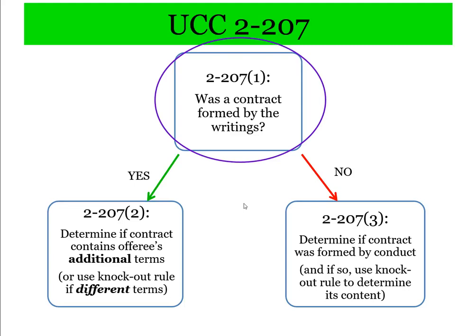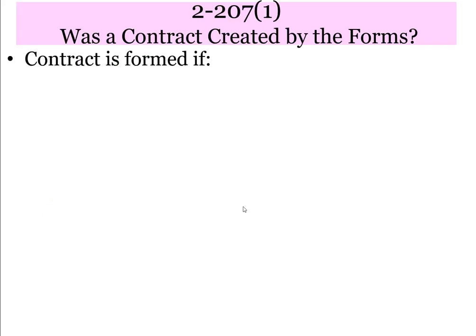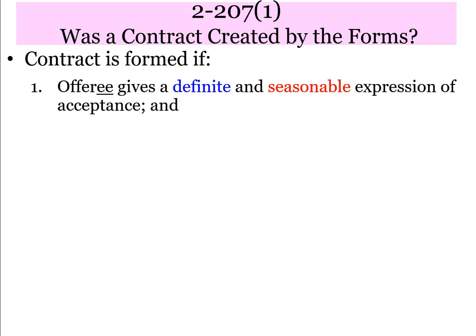Okay, let's begin with 2-207(1). Under subsection 1, you need to do 2 steps. First, you need to ask whether there was a definite and seasonable expression of acceptance. If there was, then, second, you need to ask whether the offeree made its acceptance expressly conditional on assent to the additional or different terms. Okay, so our first step is to determine whether there was a definite and seasonable expression of acceptance. To determine whether there was, you need to address 3 things.